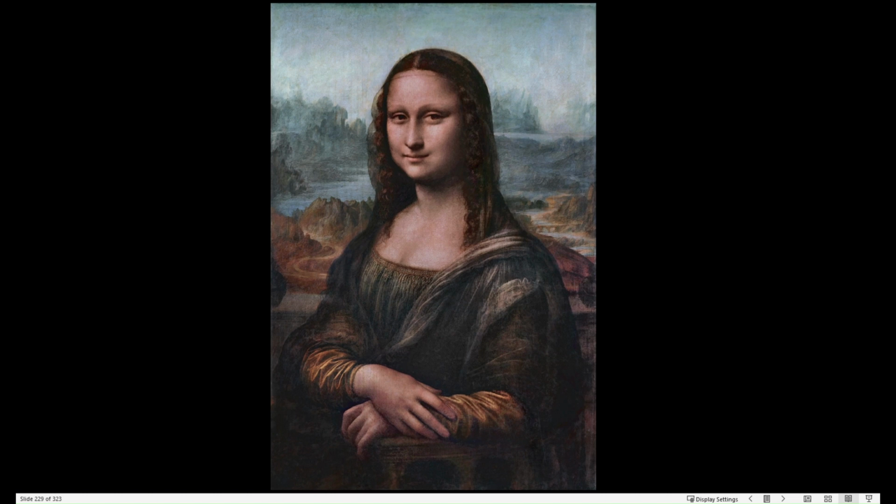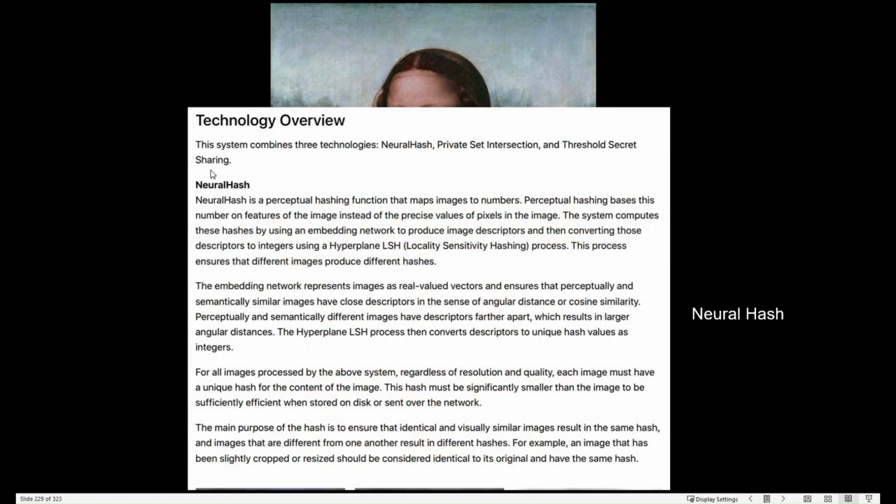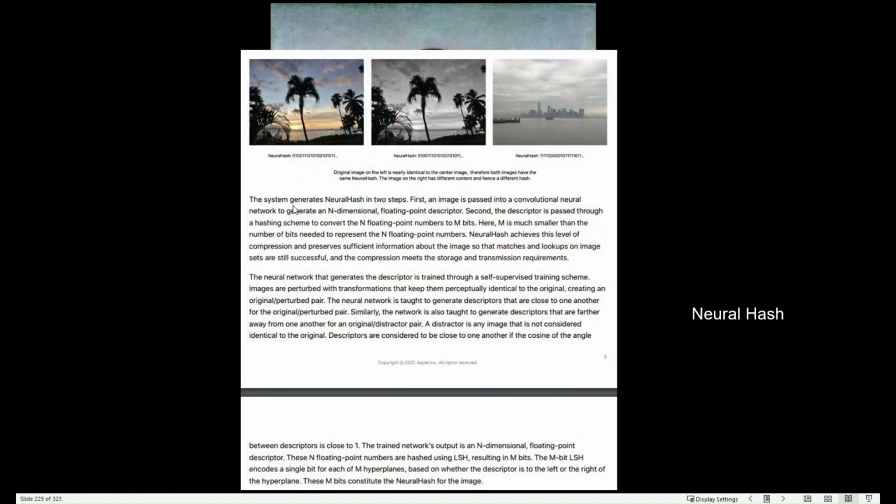But they're just thinking a little bit too small. Apple developed this thing called NeuralHash, which I really looked into. If you go online and look up the Apple CSAM white paper, they developed this technology to combat people sharing child porn on iMessage, on iCloud, and everything else. So what NeuralHash is, it's a perceptual hashing algorithm. The main purpose of the hash is to ensure that identical and visually similar images result in the same hash.